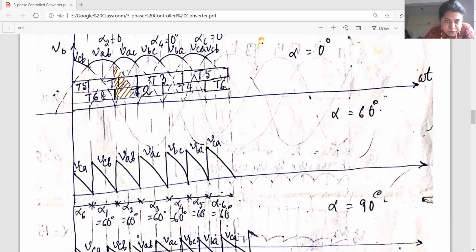Okay, this portion of VAB will appear across the output. So that is what is happening here. Again, for alpha 2 equal to 60 degree, it will be counting from here. So alpha 2 equal to 60 degree will be here. So that means this will be the interval, and this will be that of VAC.